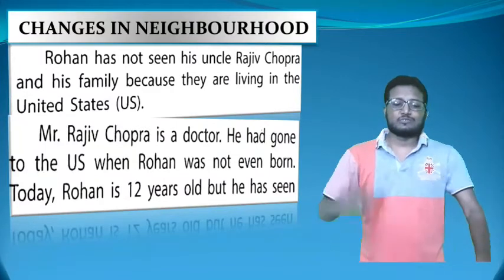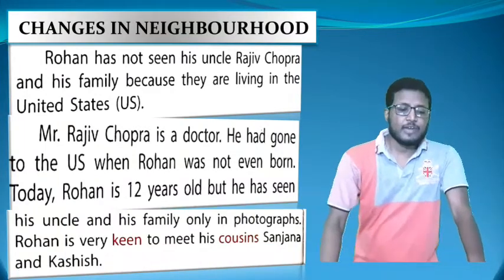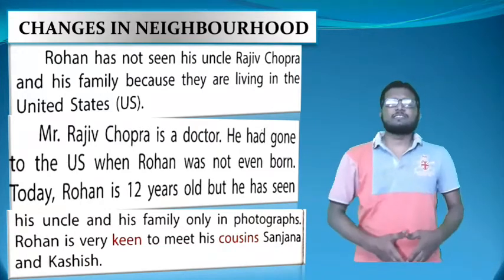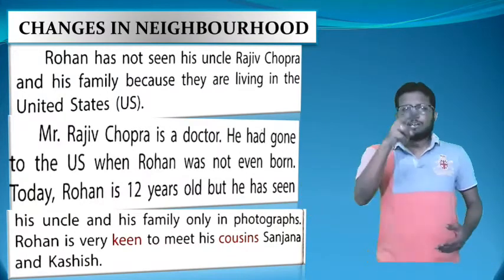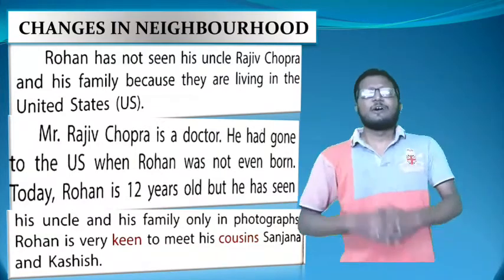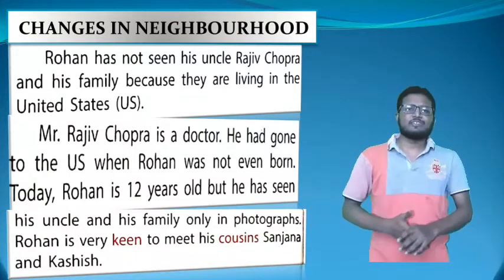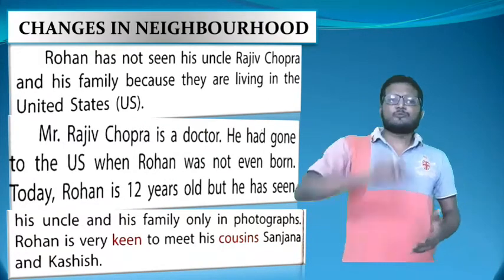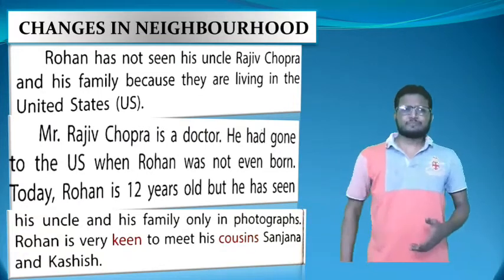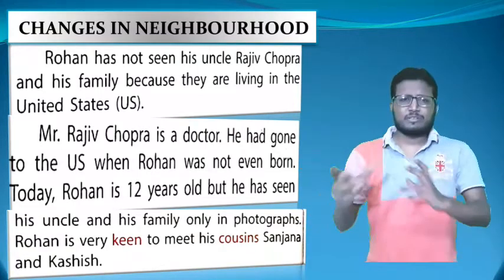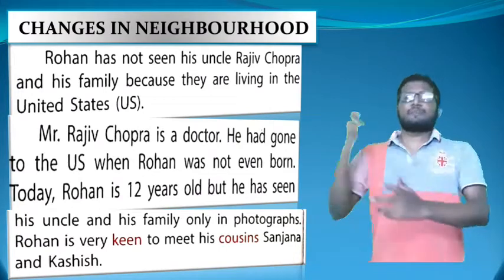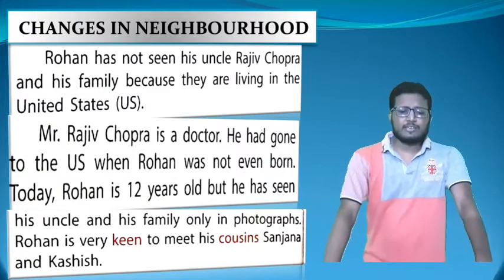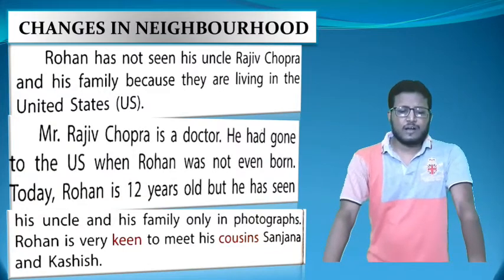And today Rohan is 12 years old, but he has seen his uncle and his family only in photographs. Have you seen a relative like this, whom you have not seen directly with your eyes, you have seen him or her only in a photograph? So many types of relatives are there. Whenever we open our family album, we ask our father, mother, who is this? Then your father, mother give you the description of that personality, isn't it? But you have not seen them. It happens, it's normal.